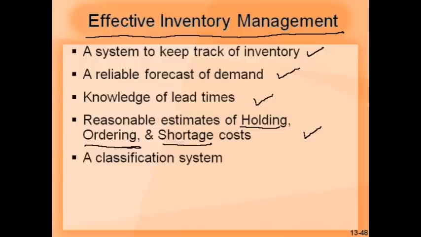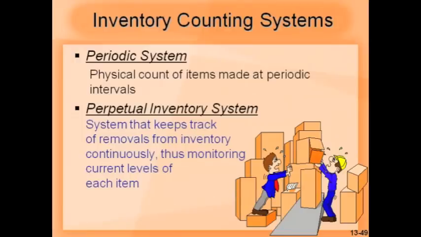And then the shortage cost is if a customer is looking for something and we cannot make it available to the customer, so there is a cost involved. Customer dissatisfaction may result. Maybe that customer doesn't return in future. And what also is needed is a good classification system. So we are going to look at each of them in more detail in the next few slides.